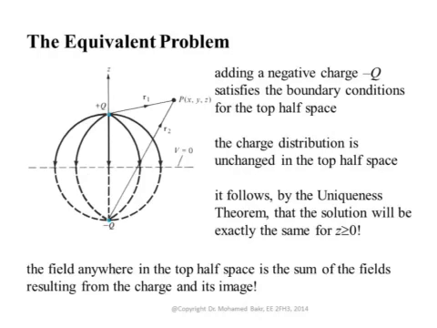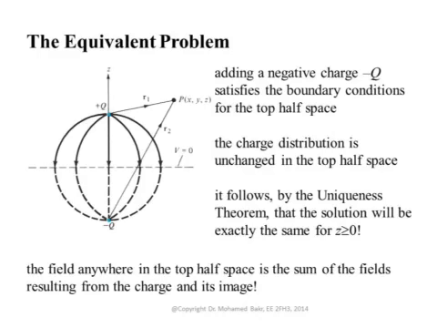And what is the solution? If you want to get the potential anywhere here, it is the sum of the potential resulting from the plus Q charge and the negative Q charge. If you want to get the electric field, it is the sum of the field resulting from the negative Q charge and the positive Q charge. And so the solution in the top part is the same.